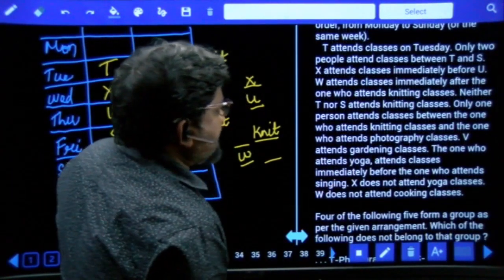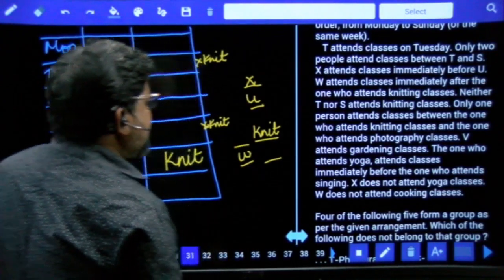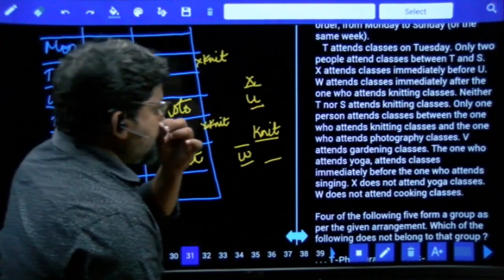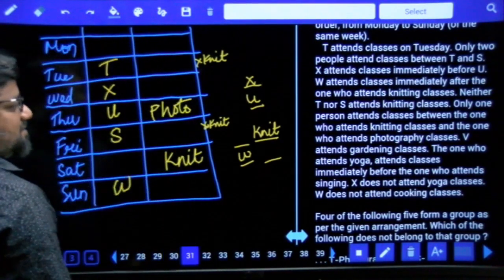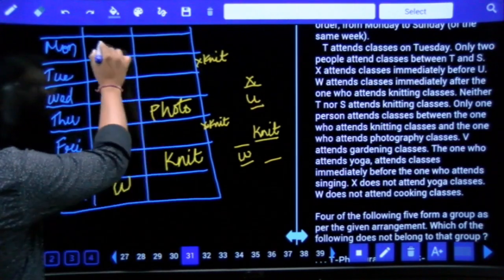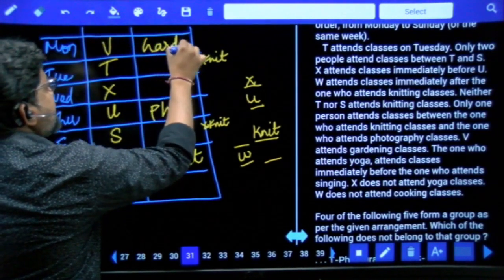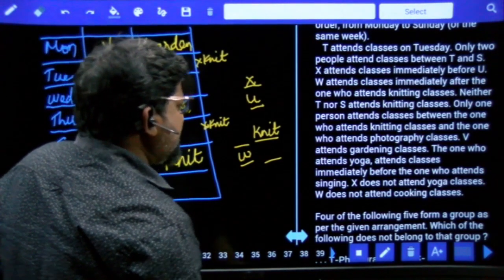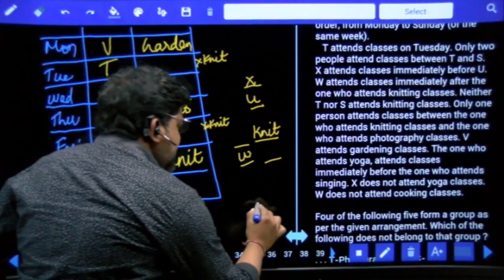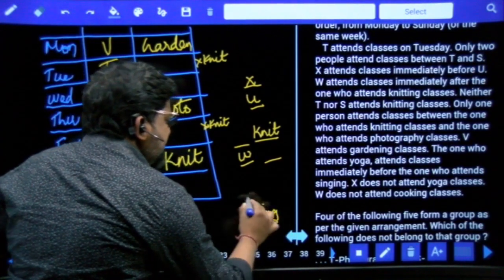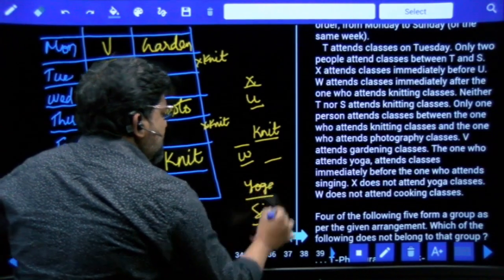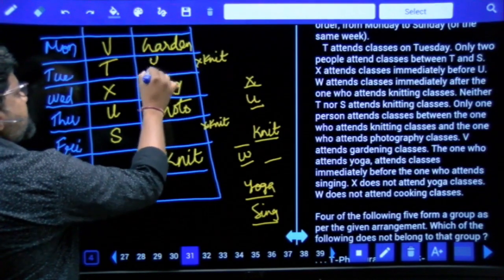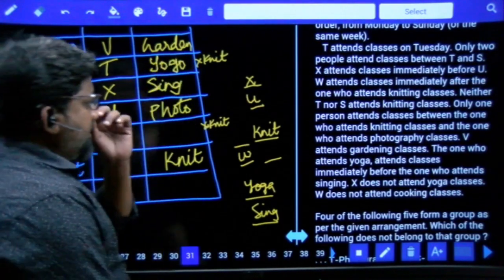Next. Only one person attends the classes between the one who attends knitting and the one who attends photography. Knitting and photography, there's only one person. Done. Next, V attends gardening classes. Only one possibility. This is V who is attending gardening classes. The one who attends yoga attends classes immediately before the one who attends singing. Yoga is immediately before singing. So singing, yoga, only one possibility. X is singing, T is yoga. Done.